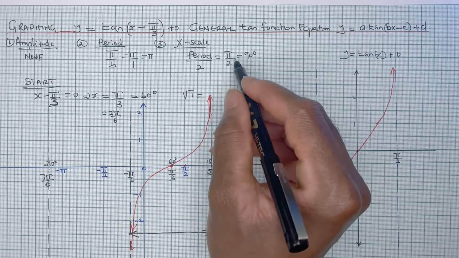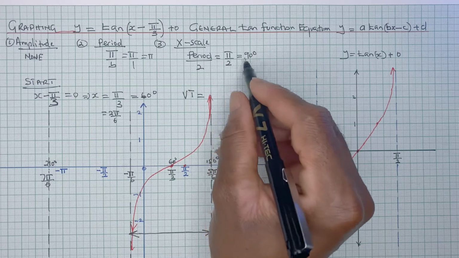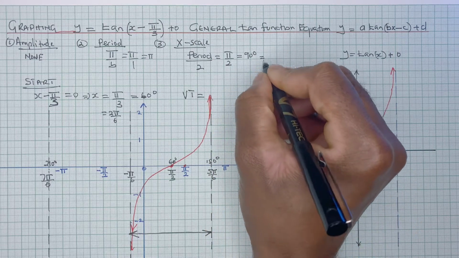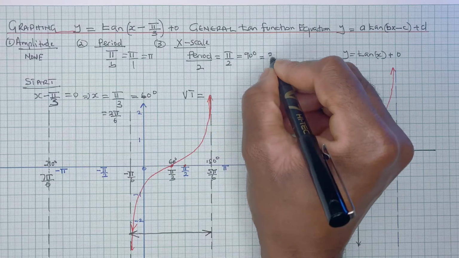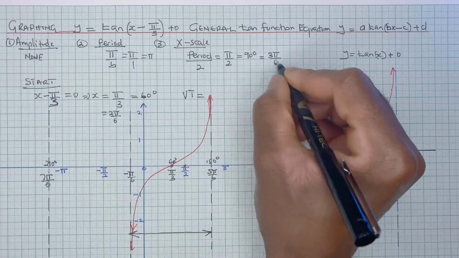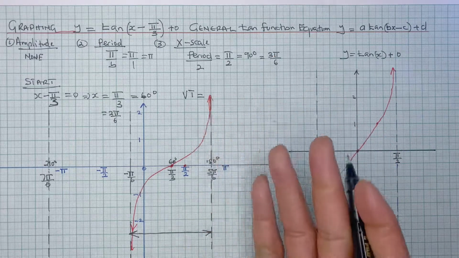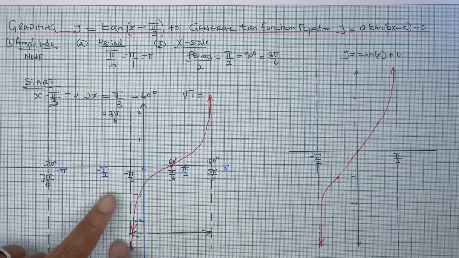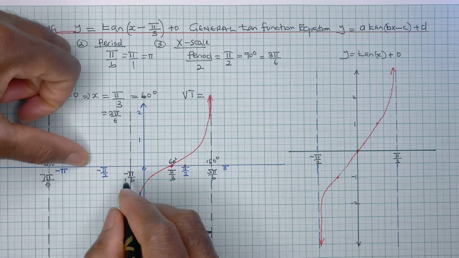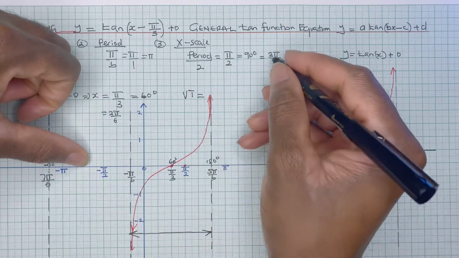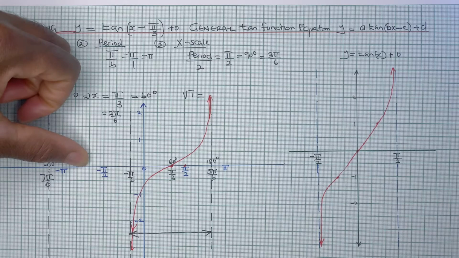And I need to change this 90 to also be over 6. So multiply that by 3, so that would be 3 pi over 6. So I keep adding 3 pi over 6, right? So if I have, that's minus pi over 6, so I need to add minus 3 pi over 6, because that's what 90 is.